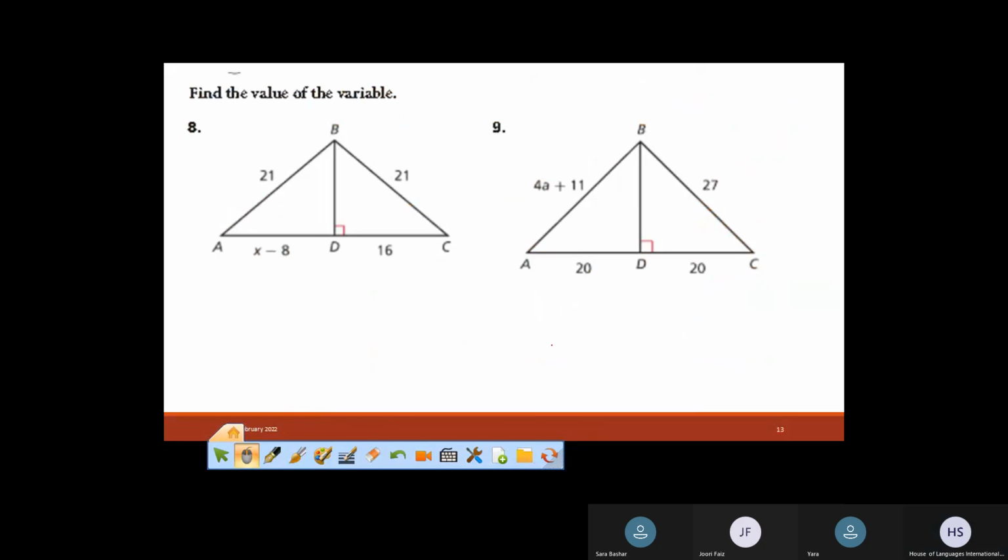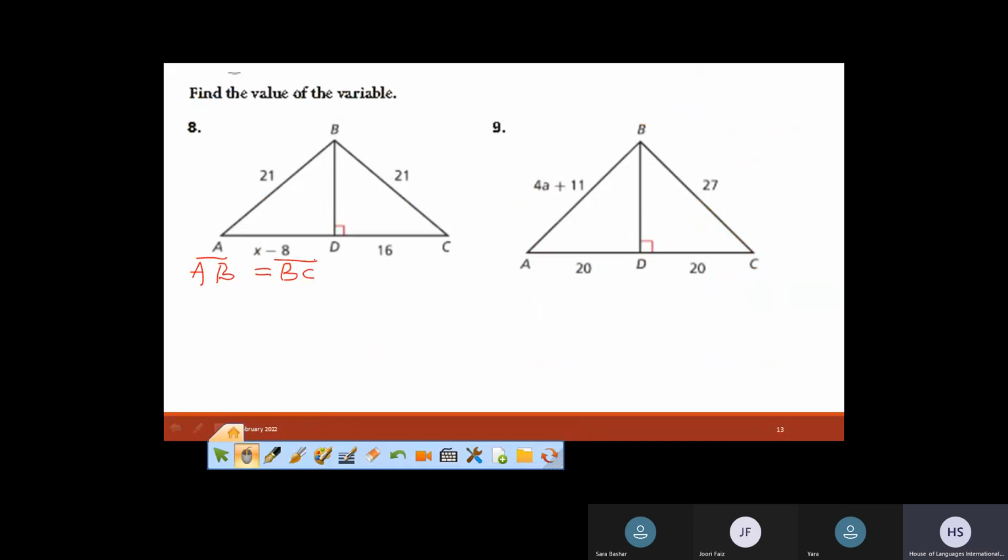Now here, they told me that they are perpendicular and equidistant. Can we conclude that it is a bisector? Can we or not? Yes. So if yes, here AB is equal to BC.